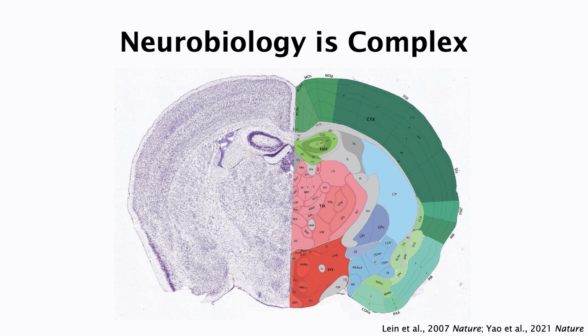So this is a picture from a really nice paper from the Allen Brain Institute, which was essentially characterizing all the different cell types they could find in a mouse brain. And so on the left-hand side, you can see the plot, the little Nissl stain with all the different cell types.